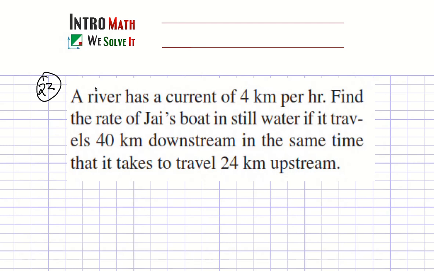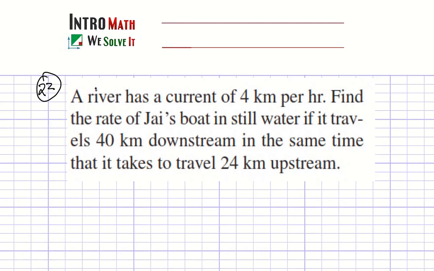Okay, look at that. We solved a problem like this before. It says the river has a current of 4 kilometers per hour. Find the rate of the boat in still water if it travels 40 kilometers downstream in the same time that it takes to travel 24 kilometers upstream. So they have upstream and downstream. We did stuff like this before.